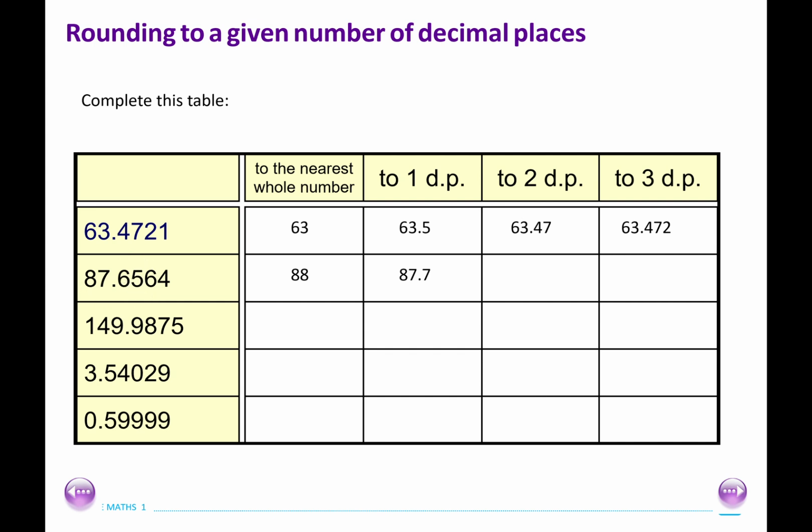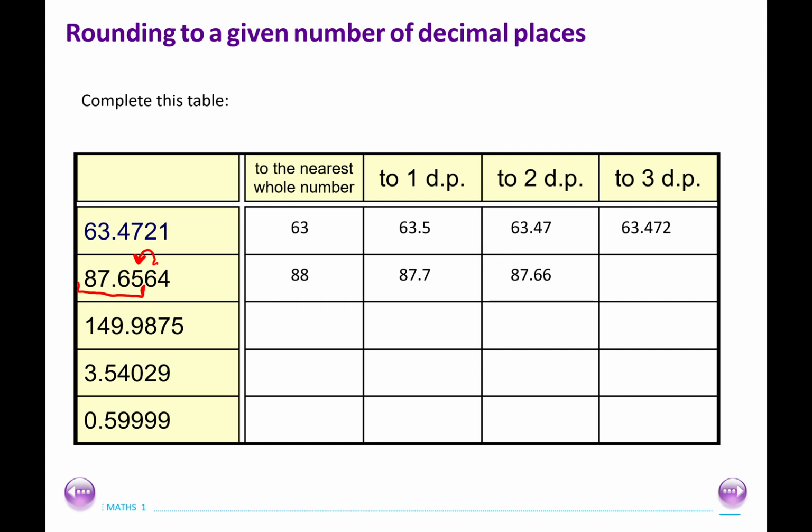Let's look at the next one. Round correct to 2 decimal places. We keep everything up to the second decimal. And we look at the third decimal to see whether we round up or down. In this case, our third decimal is greater than 5, and we round up. This gives us 87.66.